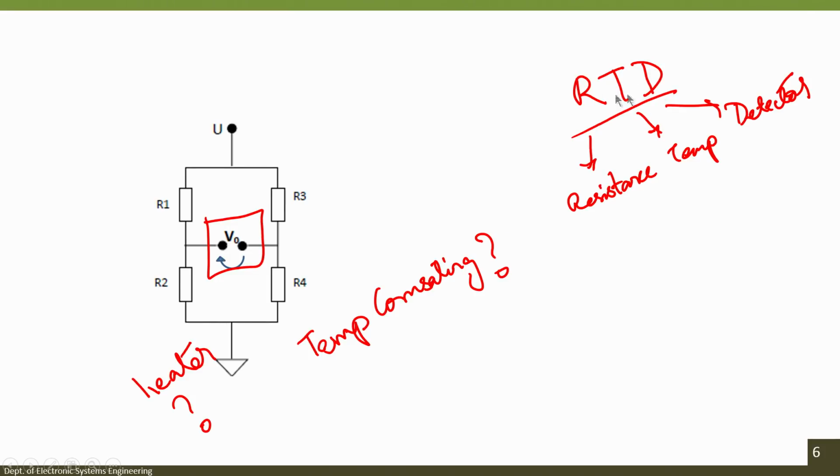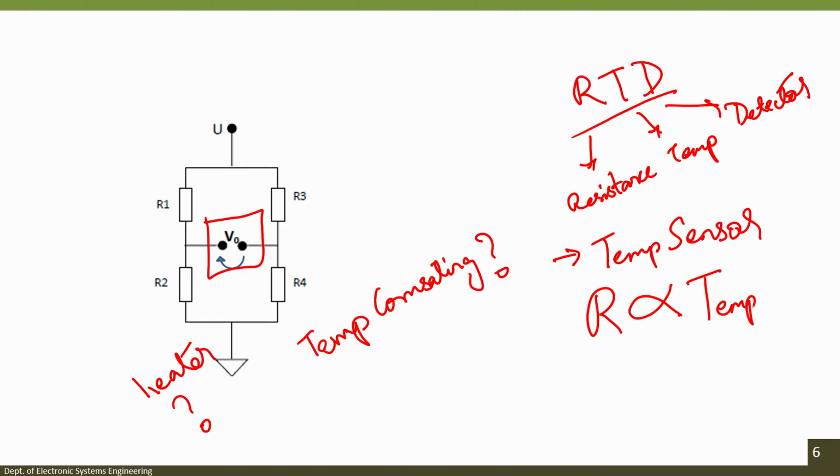Now, why am I telling you about RTDs? RTD, like I mentioned, stands for the resistance temperature detector. This is a type of temperature sensor where the resistance R directly depends on the temperature T. When the temperature changes, it could increase or decrease, and the sensor resistance will increase or decrease accordingly.